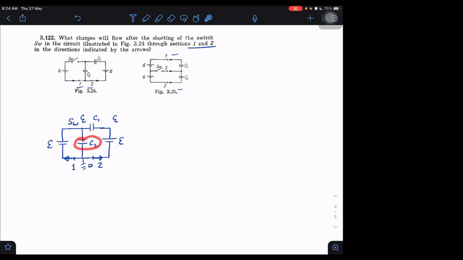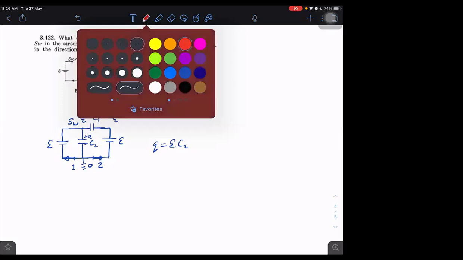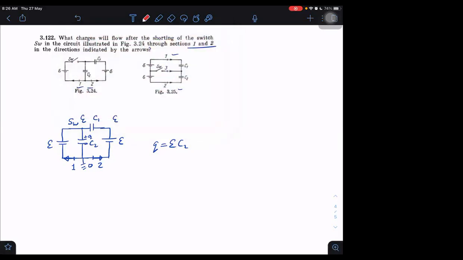Sir, answer is C2 square E by C1 plus C2. Have you understood what is the charge in the middle capacitor? E into C2. Sir, after closing, it will become E into C2. Before it will be C1 C2 by C1 plus C2 into E.